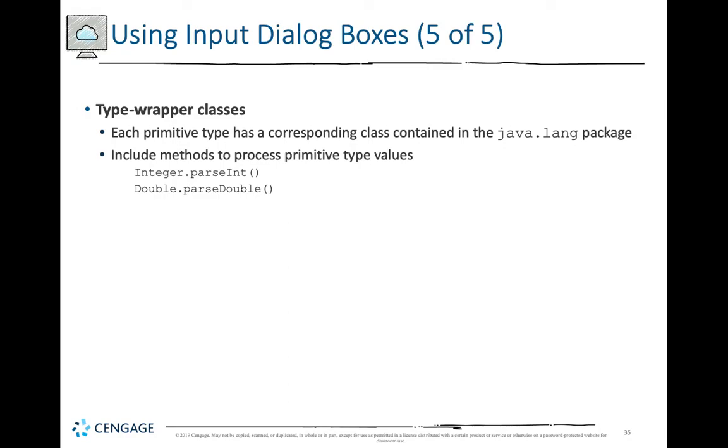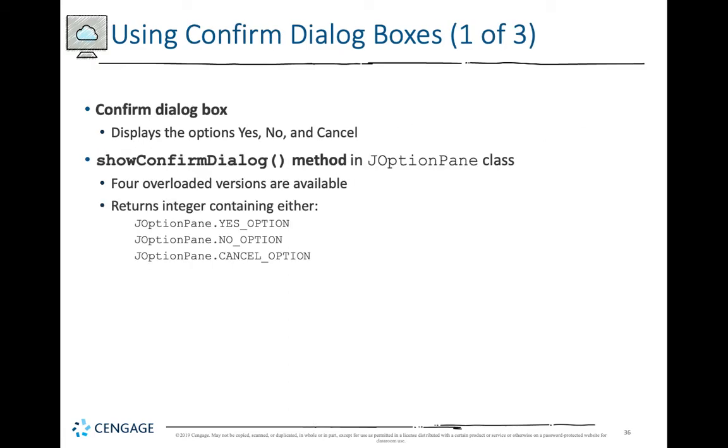These wrap up primitive objects, and they make them into regular object-oriented things. All right. So we have the show dialog box, we have the show confirm dialog box, we have the integers that are returned for the yes option, the no option, and the cancel option. I must have missed those in the source code for that. But there they are.